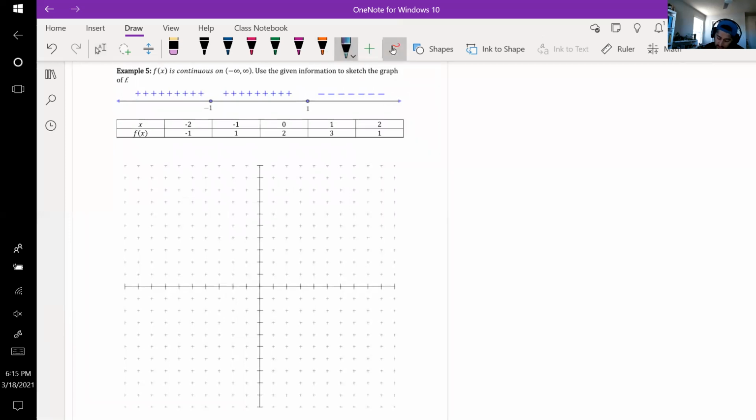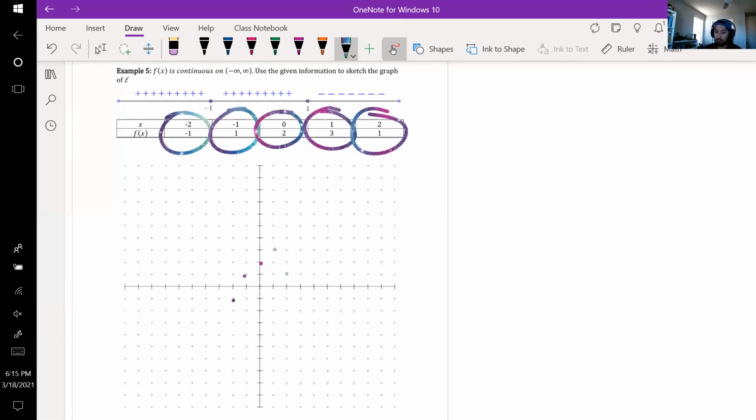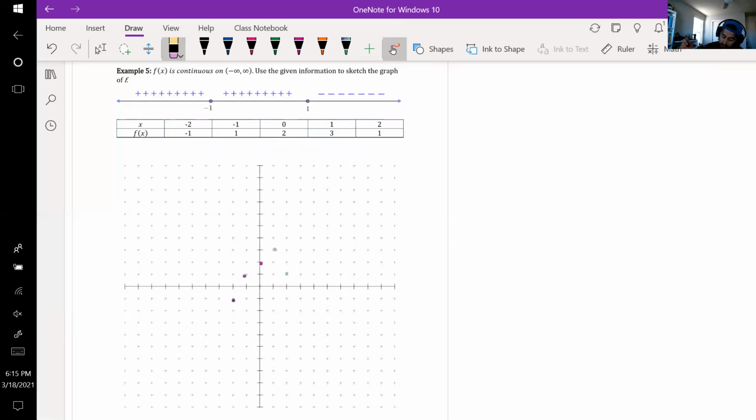So the first point up is -2, -1. So -2, -1. Right there. And then the next point is -1, 1 right there. And then the next point is 0, 2 right there. The next point is 1, 3. 1 and 3. And then the last point given is 2, 1, which is right there. So we have all the points given from the XY chart.